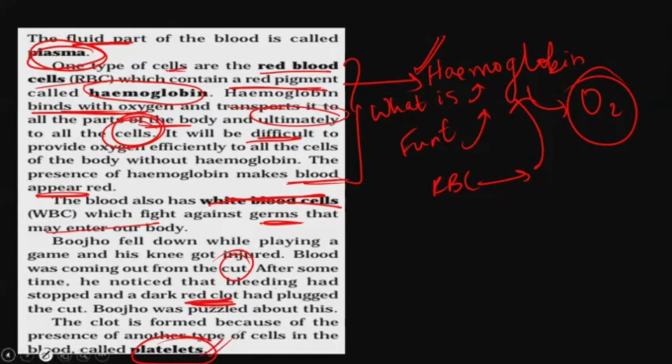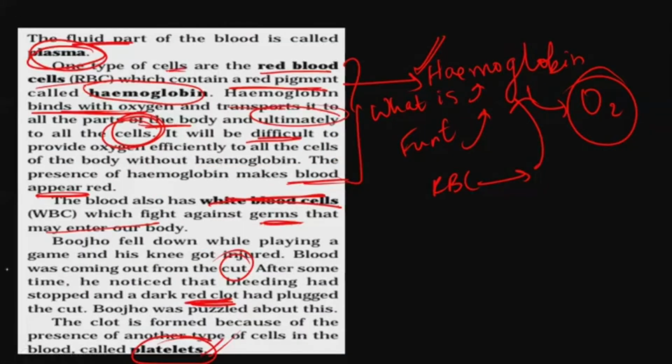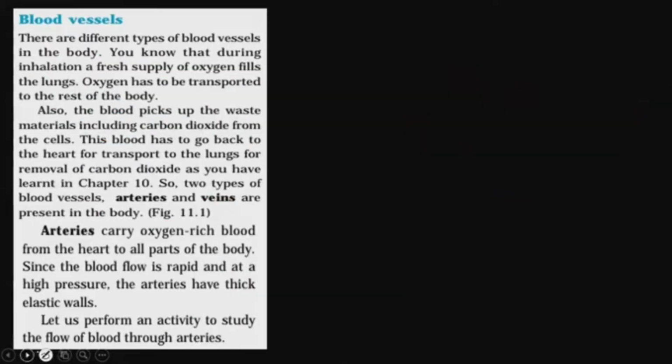So we discussed what are RBCs, WBCs, and platelets, and also plasma, and also the pigment. So this entire page is very important, as so many MCQs and short answers can be asked from this page. Let's move forward. Now let's talk about blood vessels.